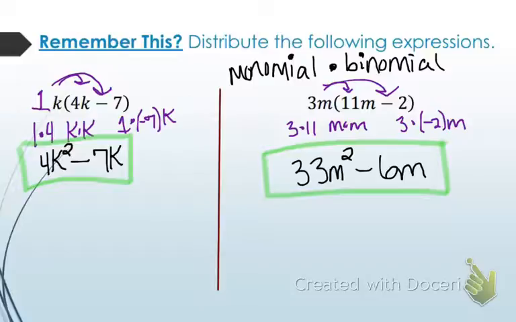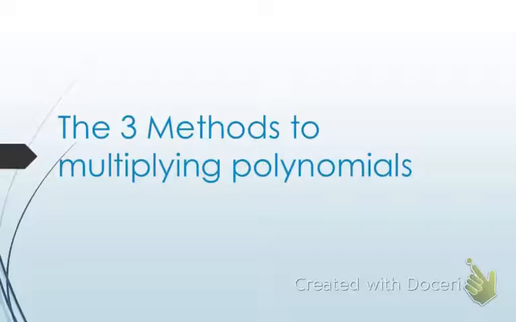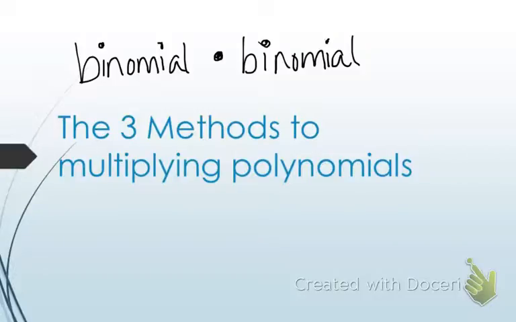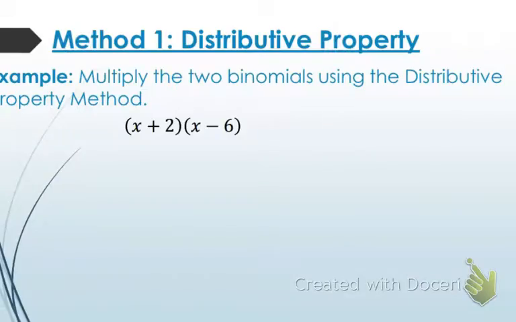Okay, so what we're going to do next is we're going to multiply a binomial, so I'll write it down, times another binomial. Okay. Now there's several ways that you can do this, but we're going to focus on 3 methods, the most commonly used, the most easiest to understand in order to multiply polynomials. Okay. So the first method, it is the distributive property. We've used it, you've seen it. Okay, nothing different, except now we have 2 binomials.